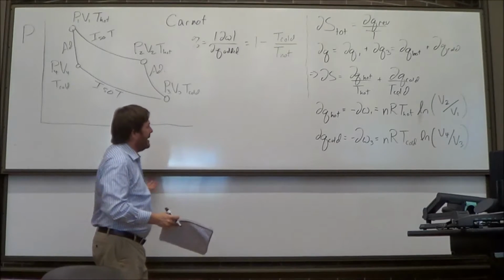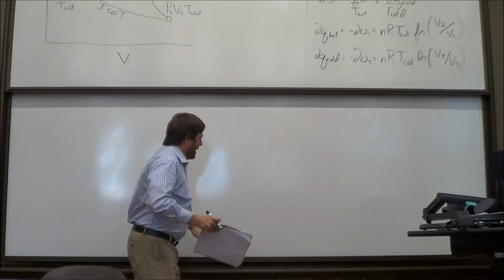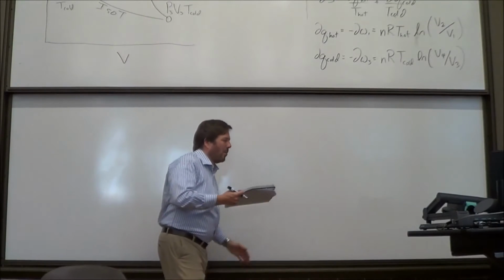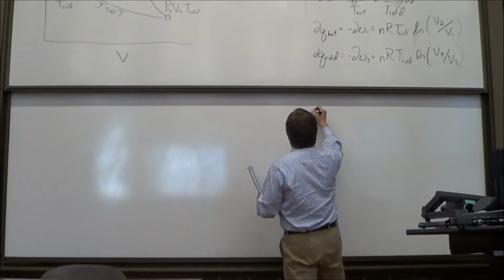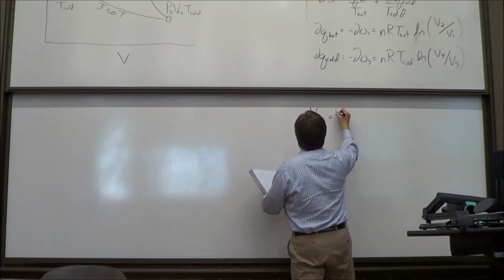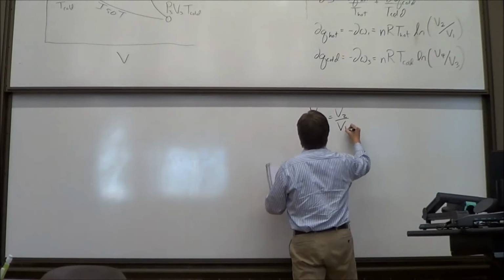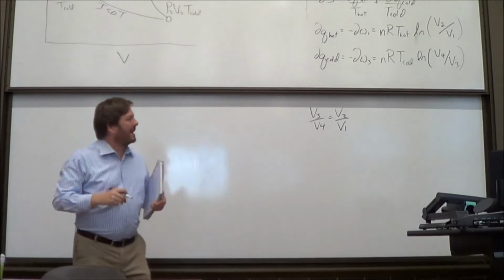Okay. Now, I have to remind you something. I'm not going to go through all this. I hope you recall this because I don't want to spend 2 or 3 minutes rewriting this. But we derived that V3 over V4 was equal to V2 over V1. Now remember, that was because of the adiabatic legs connect.